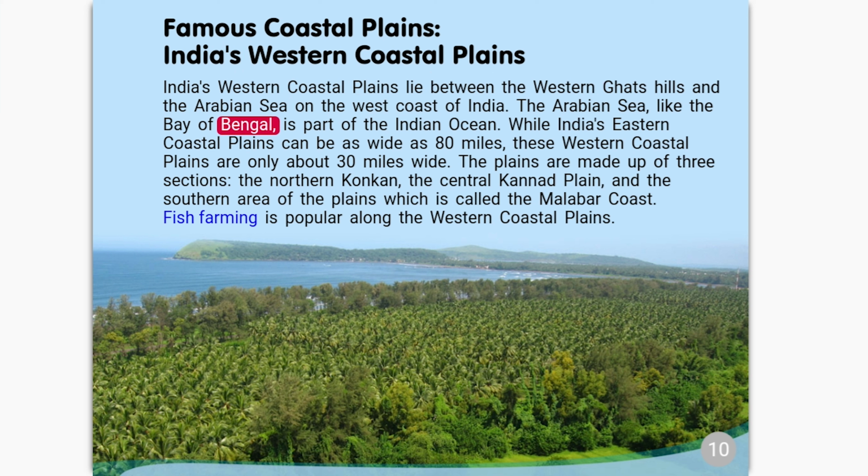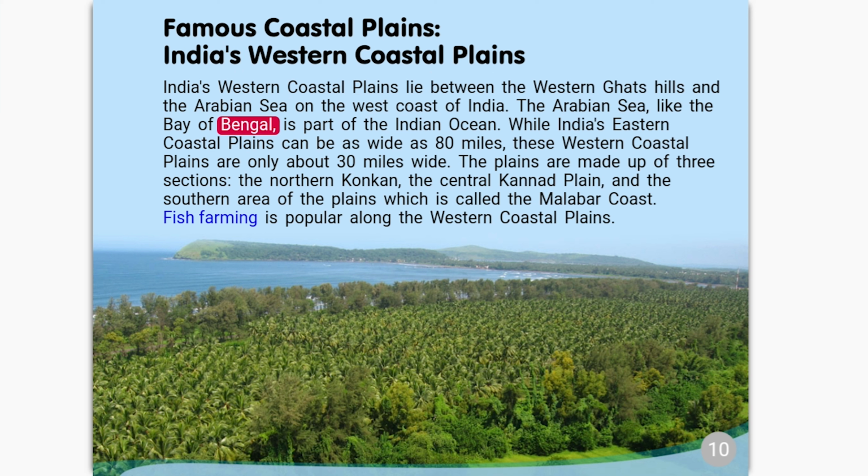While India's eastern coastal plains can be as wide as 80 miles, these western coastal plains are only about 30 miles wide. The plains are made up of three sections: the northern Konkan, the central Kanad Plain, and the southern area of the plains, which is called the Malabar Coast. Fish farming is popular along the western coastal plains.